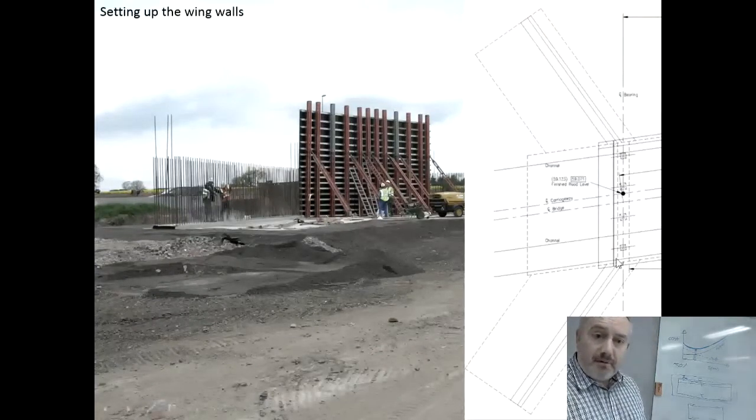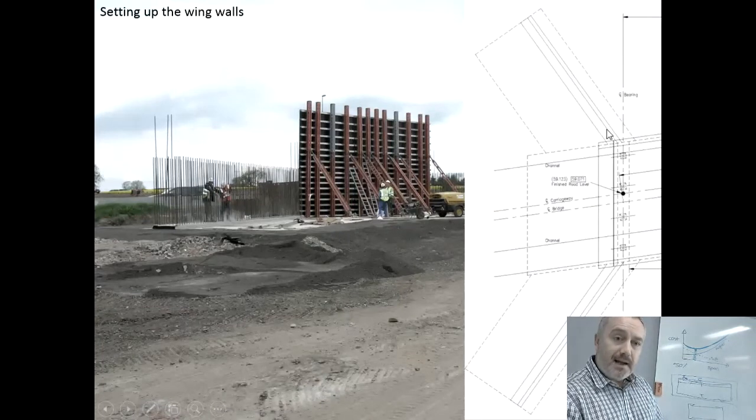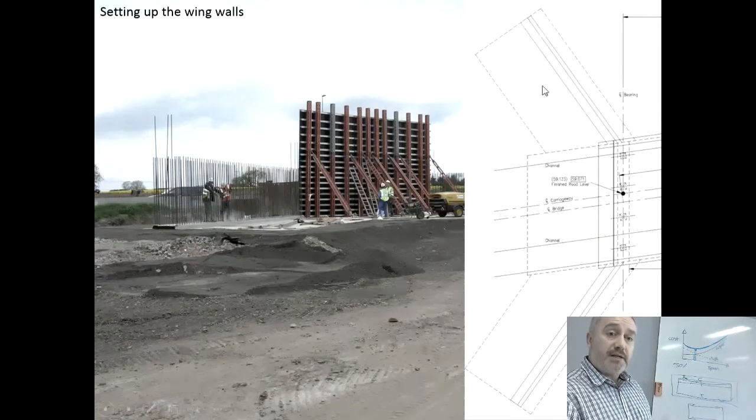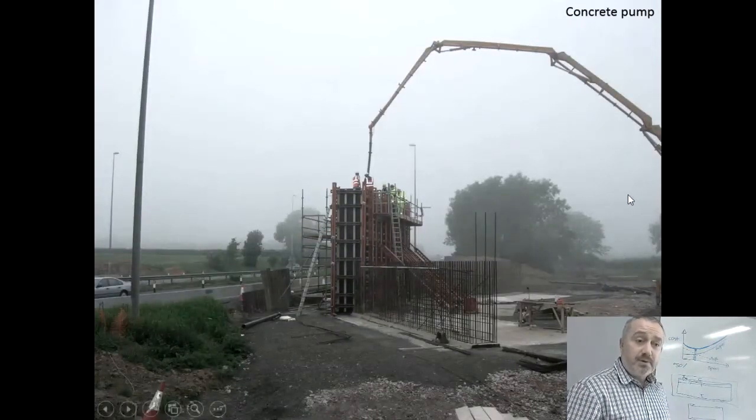You have your abutment, and at the sides of the abutment you've got wing walls. Now wing walls can be part of the foundation design. In this case it's not, it's purely for aesthetics. When you're coming along, rather than looking at an embankment, they've got concrete wing walls. But the bridge is just resting upon this location here, that abutment. So here's a couple of pictures of the actual concrete being delivered within these wing walls.